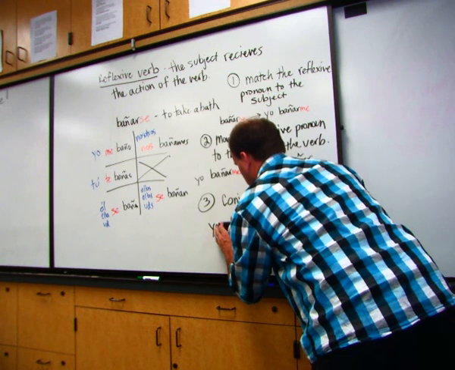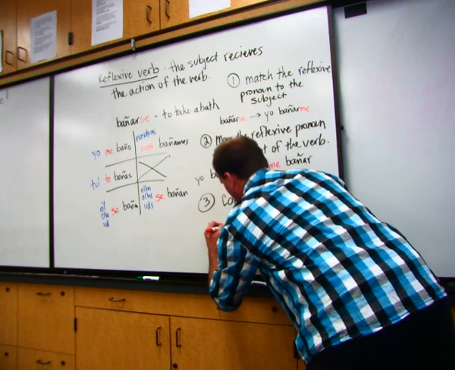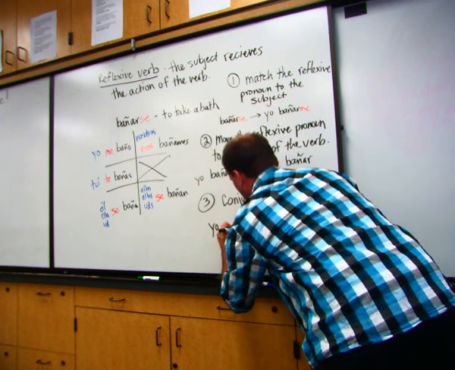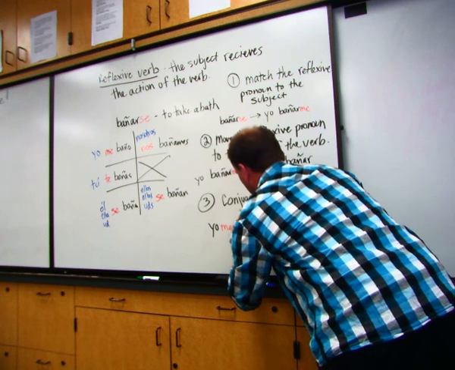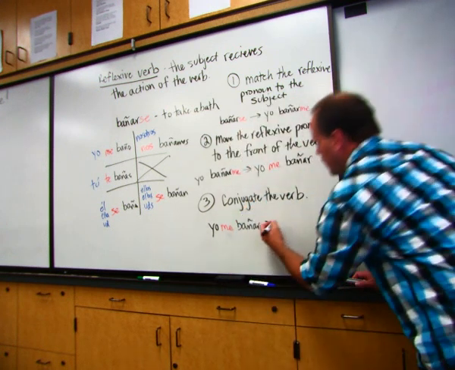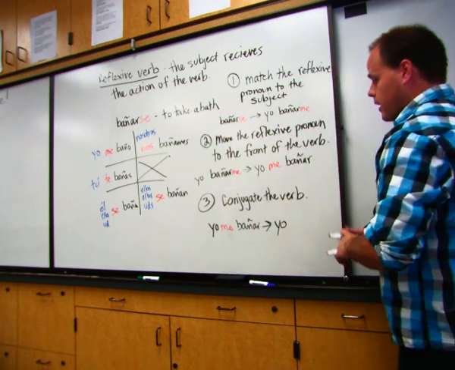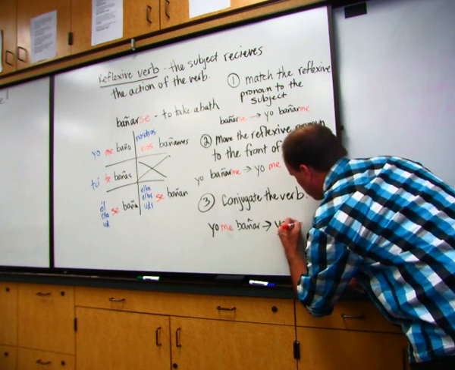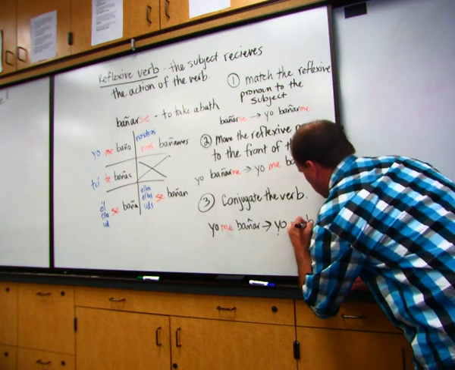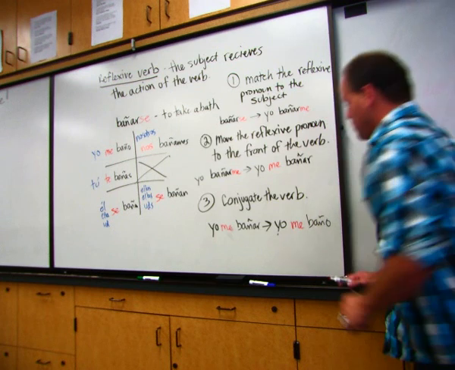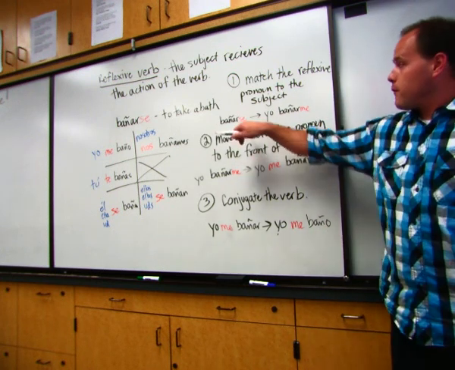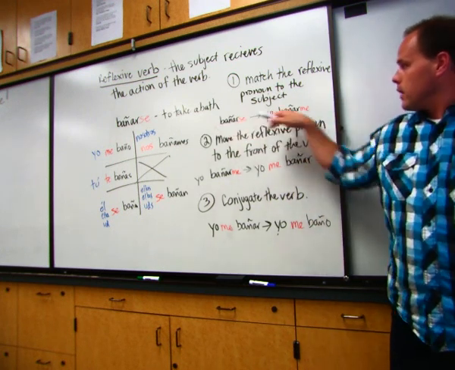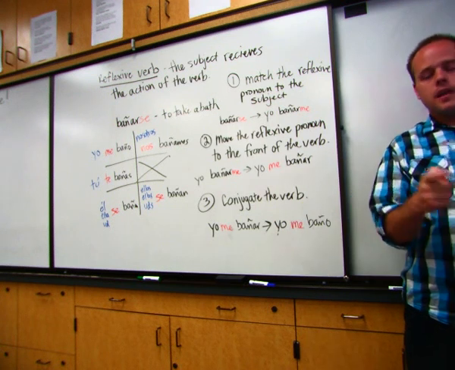So in this case, we have our yo me bañar, which becomes what? It's written right there. Yo me baño. So this is how we get from here to here. There are 3 steps. Now a couple things to remember.